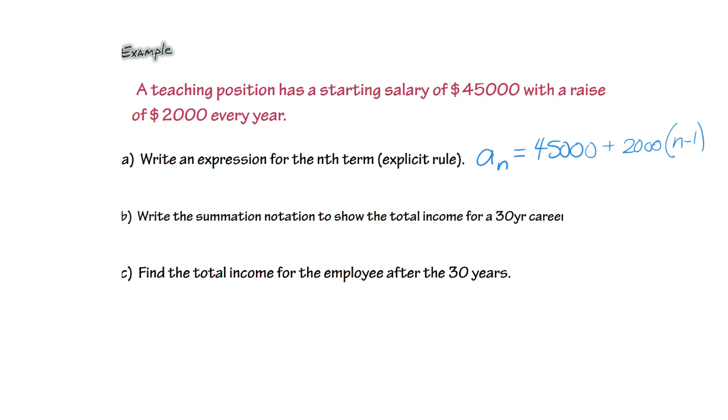Now it wants me to write the summation notation to show the total income for a 30-year career. All right, so that looks like this, the summation notation. I'm going to let my n start off at 1, and I'll play with that if I need to. And I know I'm going to go for 30 years, so I know I'm going to do 1 through 30 here. Now, the next thing you need is the function, and that really is the explicit function. So you could write 45,000 plus 2,000 n minus 1. And that's totally fine. You can leave it like that.